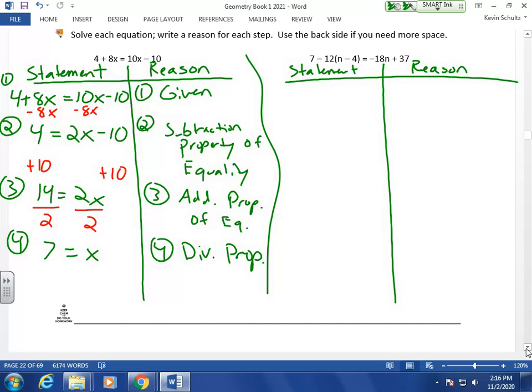What's the first reason, Nick? Given. You always start with what's given. Okay? And in solving an equation, what's given is the equation itself. 7 minus 12 times n minus 4 equals negative 18n plus 37. I never leave myself enough room for that. Okay? But your first statement is what's given, in this case, the equation.